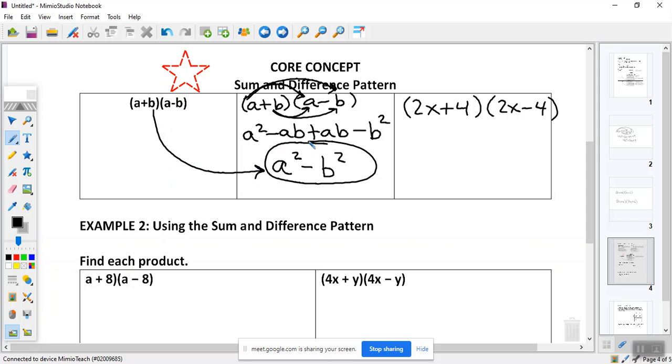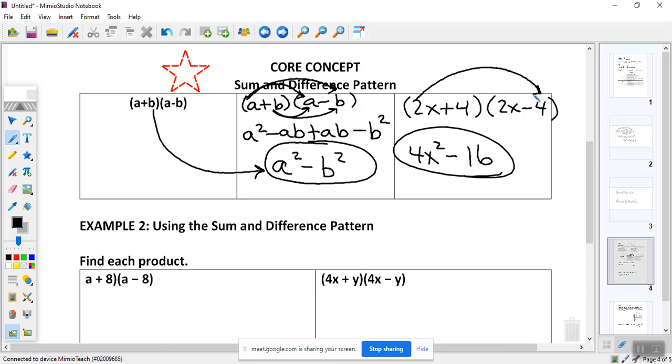It's going to be a to the second minus what? Okay, now if you would FOIL this out, what's going to take the place of a, kids? What is 2x all to the second power? 4x squared minus, what's 4 times 4 going to be? There it is. Okay? And the reason that works, guys, take a look at your outside terms.